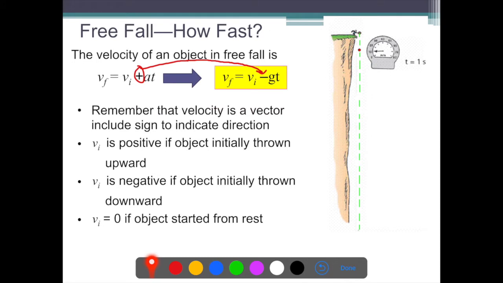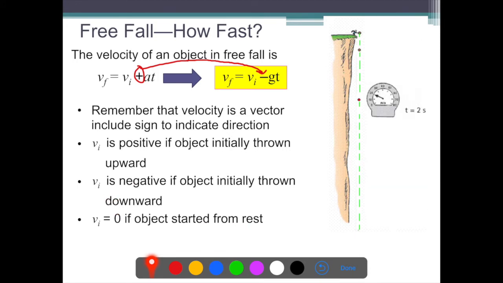So remember that velocity is a vector, meaning the direction is important. So you need to include the sign of the velocity to indicate the direction. If the object is initially thrown upwards, then the sign for the initial velocity should be positive. If the object is initially thrown downwards, then the sign for the initial velocity should be negative. And if the object started from rest, then the initial velocity should be 0.